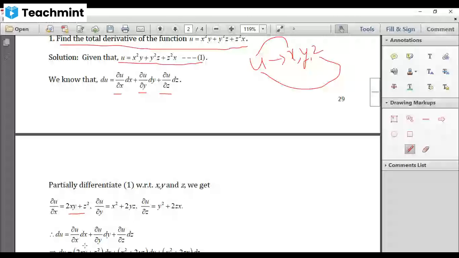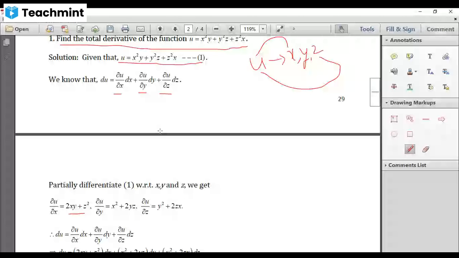Next, what is the partial derivative of u with respect to y? When you are differentiating with respect to y, your x and z are constants. So dou u by dou y is equal to x square is constant, that will remain as it is. Derivative of y is 1 plus derivative of y square is 2y and z is constant. So 2yz. Derivative of z square, x both are constants. Therefore, this is 0.